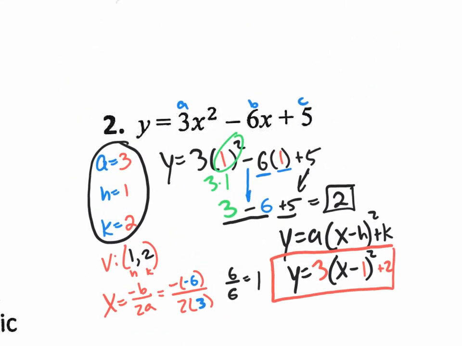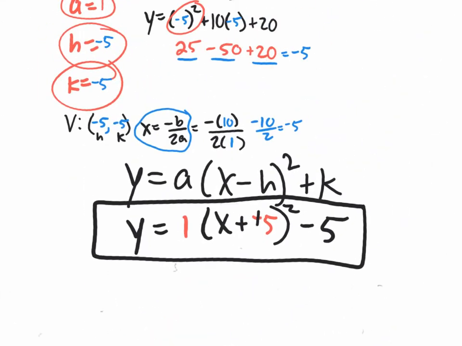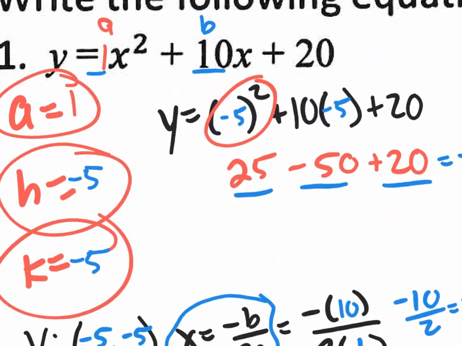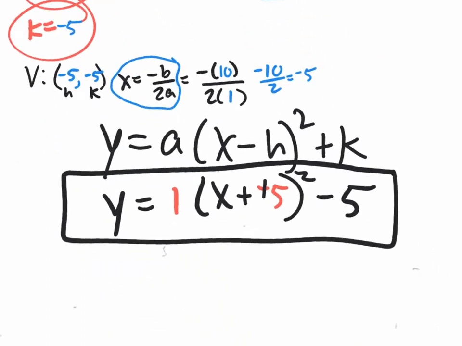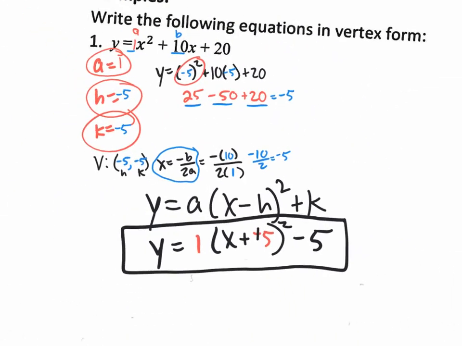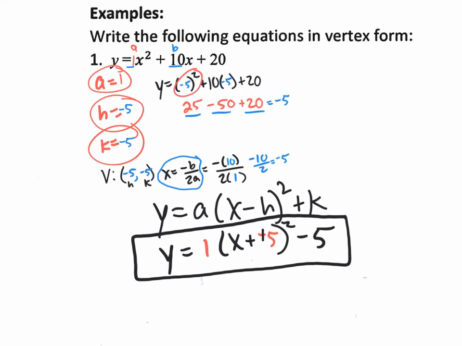For number 1, I could have completed the square to get this perfect square binomial, to get this equation. But I don't want to confuse anybody. Let's just stick with the fact that if you know a, you know h and k, you'll be able to write your equation. Okay. Let's move on to our worksheet.